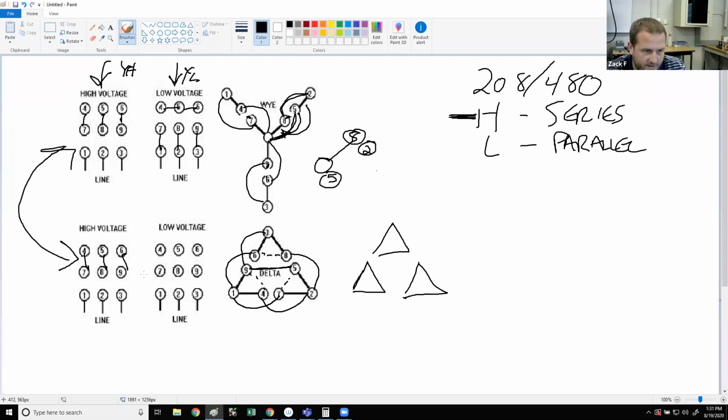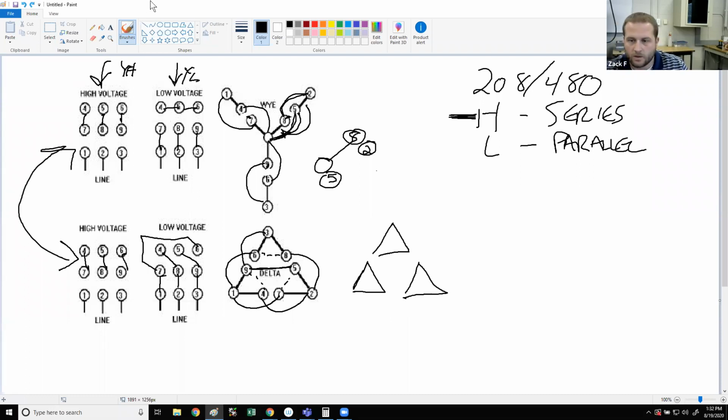1, 6, and 7. So 1 to 7. It actually does this kind of thing on the nameplate. 2, 8, and 4. 3, 9, and 5. So this is what the nameplate would look like for a delta low. Got it? Okay.